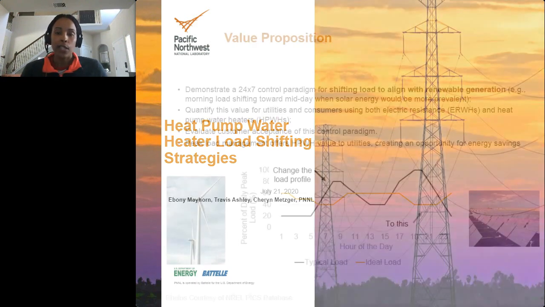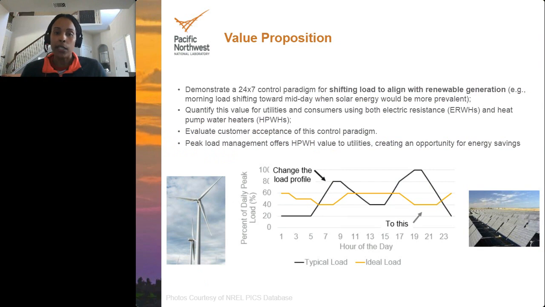As we've discussed previously with the other panelists, we know demand response or load shifting can be used to help align loads with renewable generation, and we can use that to also manage our peak loads in the systems. And what's needed here to do this at scale is really to quantify the values for the utilities and consumers, as well as to understand the customer acceptance for different control paradigms.